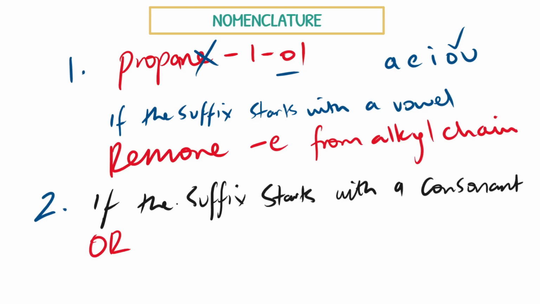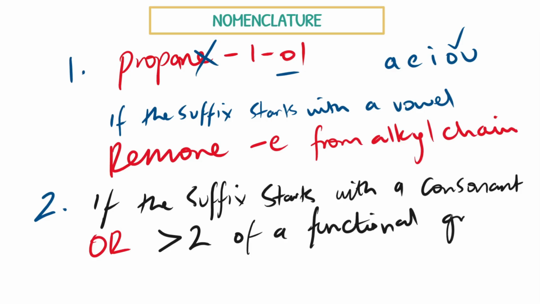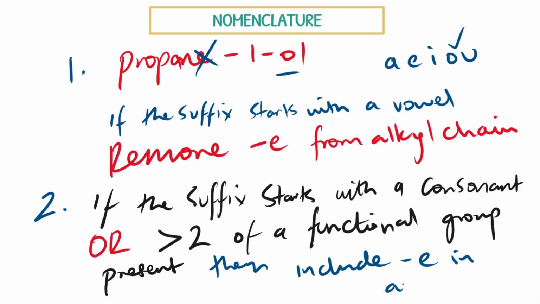Okay, so rule 2: if the suffix starts with a consonant, what is a consonant? Anything that's not these guys right here. Or if there are more than 2 of a specific functional group present, then you must include the E. I'm going to write that in blue. Then include E in alkyl chain. Okay. Right, so let's look at some examples so you're not confused what I'm talking about.